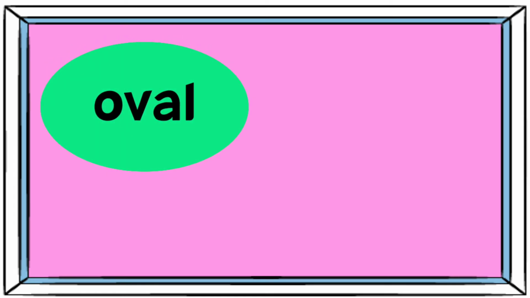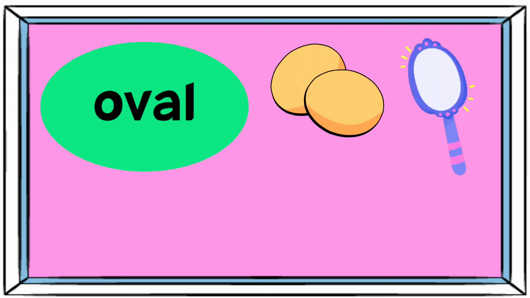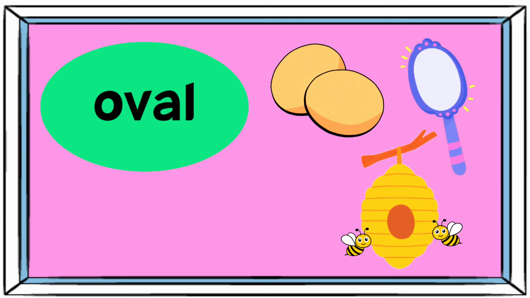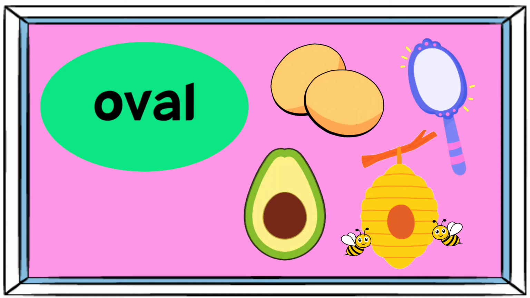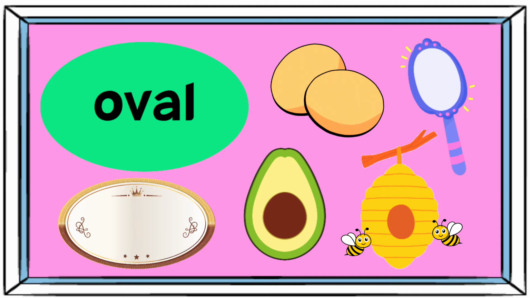Oval. Examples of oval. Egg. Mirror. Beehive. Avocado. Nameplate.